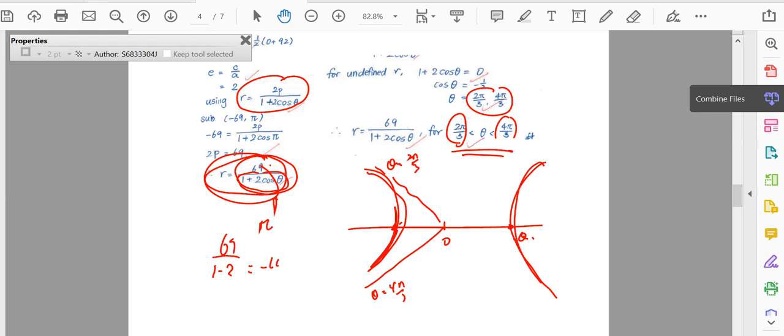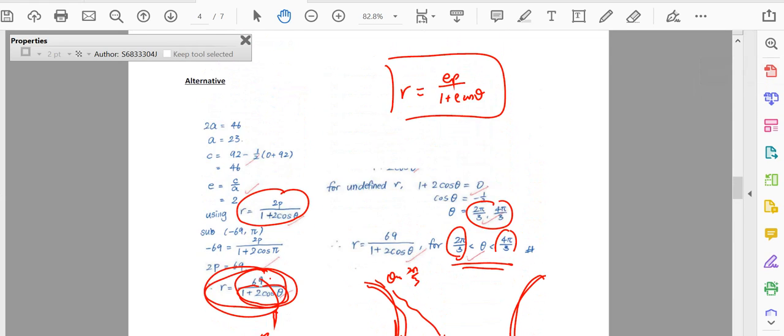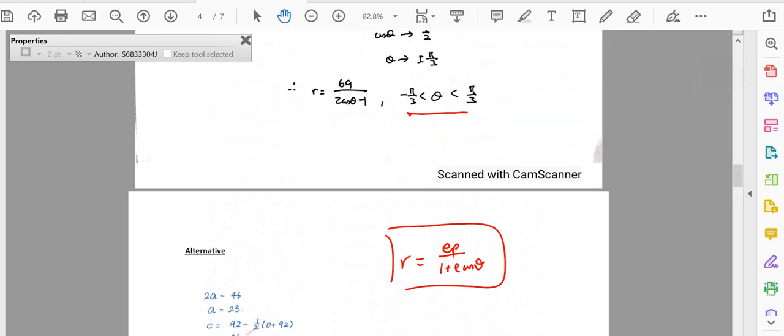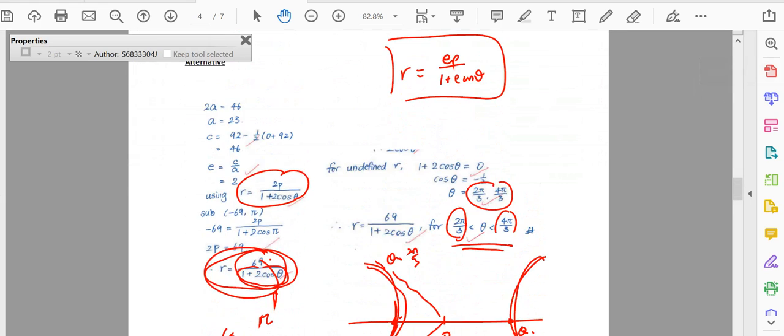If you have stated the domain as such, there are two different looking answers. But the domain will make sure that the curve is unique.